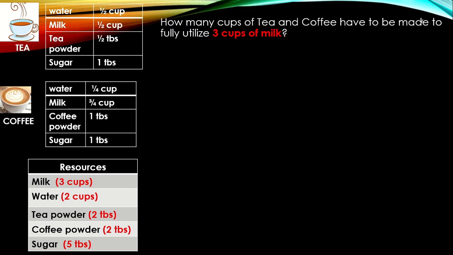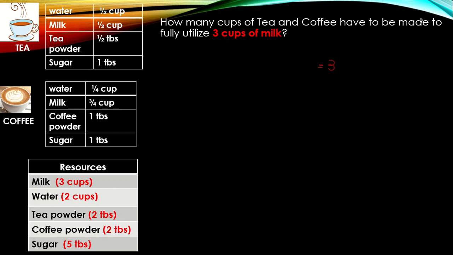Our problem is to find out how many cups of tea and coffee have to be made to fully utilize 3 cups of milk. That is the question. So we are going to write a linear equation that represents this problem. I am going to start from the right hand side. The right hand side shows the total quantity of the resource I have. So I have 3 cups of milk, and on the right hand side I have written 3.